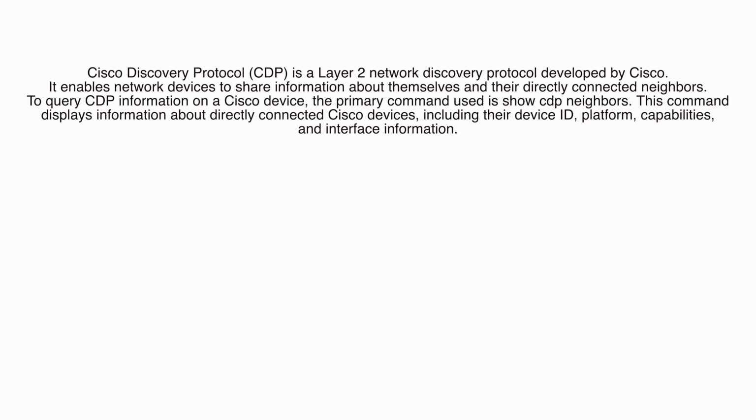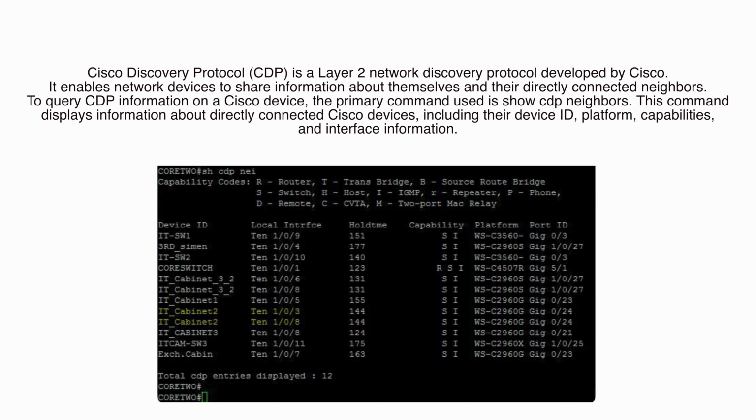Cisco Discovery Protocol, CDP, is a layer 2 network discovery protocol developed by Cisco. It enables network devices to share information about themselves and their directly connected neighbors. To view CDP information on a Cisco device, the primary command used is show CDP neighbors. This command displays information about directly connected Cisco devices, including their device ID, platform, capabilities, and interface information. And here's an example of the show CDP neighbors command on Cisco devices.